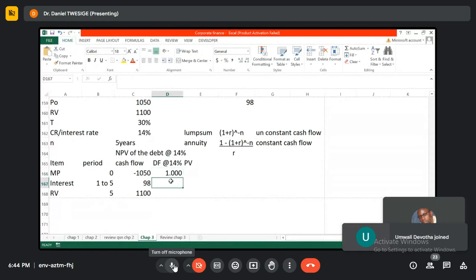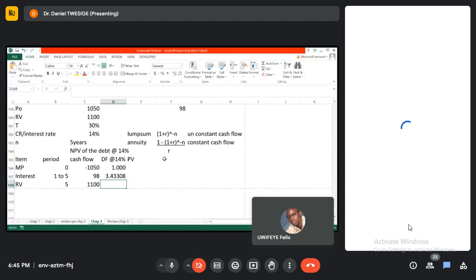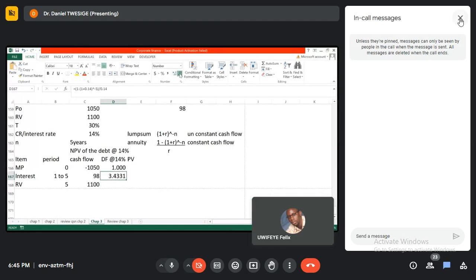This one is an annuity. So it will be 1 minus 1 plus 0.14 power minus 5, divided by 0.14. You will accept. That's what I get.